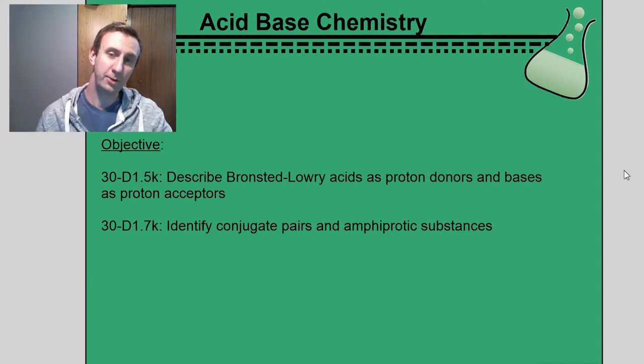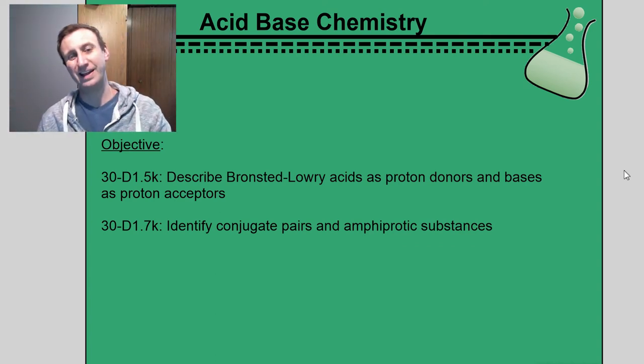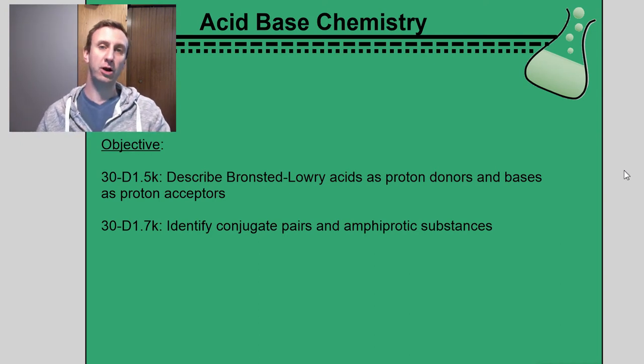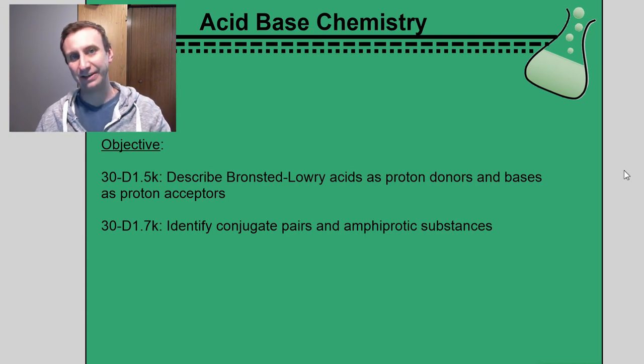Hello, Chemistry 30, and welcome to your lesson on Bronsted-Lowry acids and bases. We're going to get into a new theory of acids and bases than what you learned in the past. Right now from Chemistry 20, you are on the modified Arrhenius theory, which is that an acid is something that reacts with water to make hydronium, while a base dissociates or reacts with water to make hydroxide.